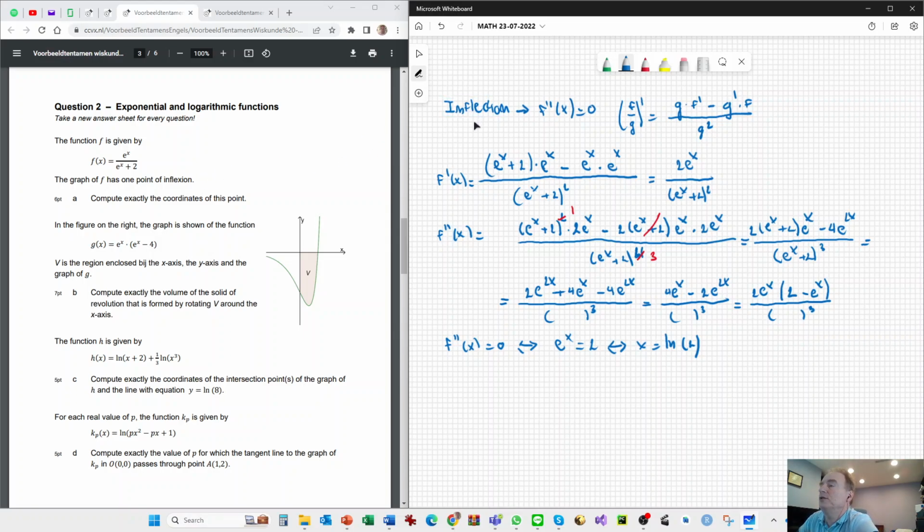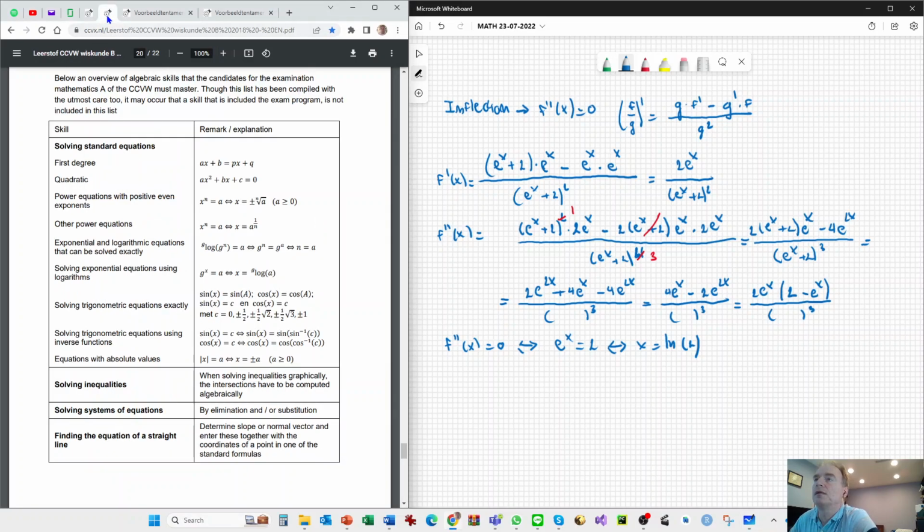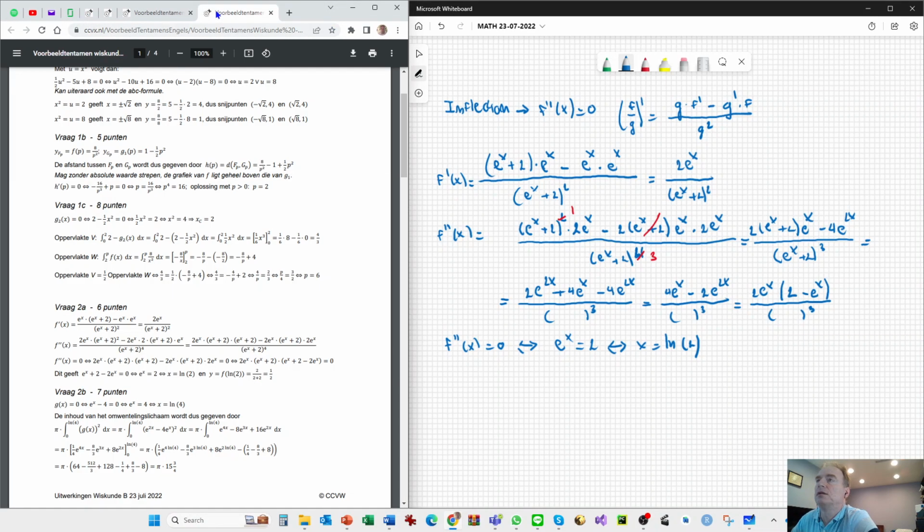But otherwise you would need to check that this is actually an extreme of the derivative, so that the derivative changes sign at the point of inflection. Goes from negative to positive or positive to negative. But we don't need to do that here. And let's see if that makes sense.